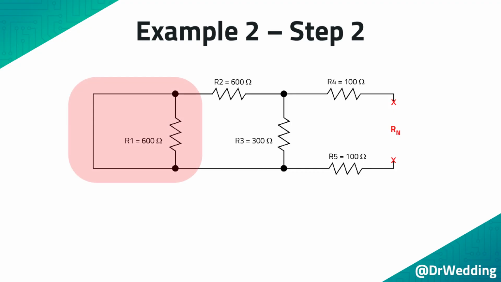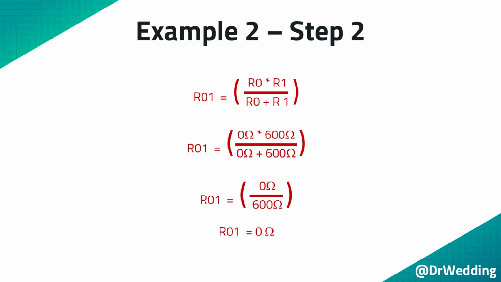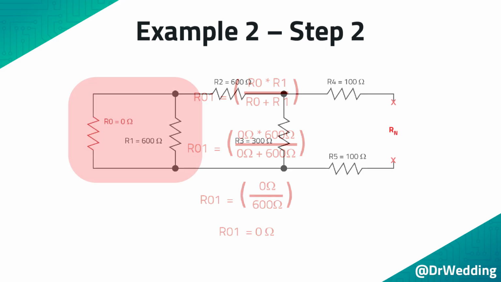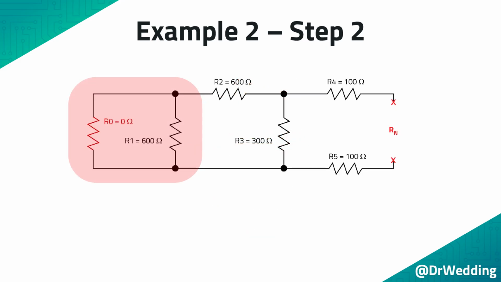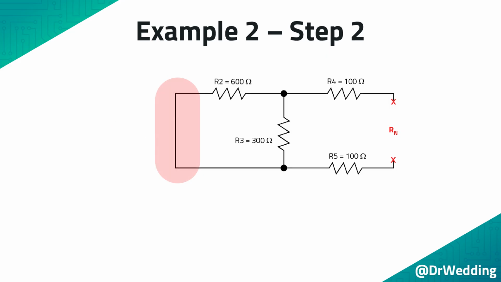Notice that R1 is in parallel with a wire. Pretend the wire is a resistor named R0. This resistor is 0 ohms. If you combine R0 and R1, you will find the equivalent resistance is 0 ohms. So when R0 and R1 are combined and the circuit is redrawn, R01 is 0 ohms and is just a wire.